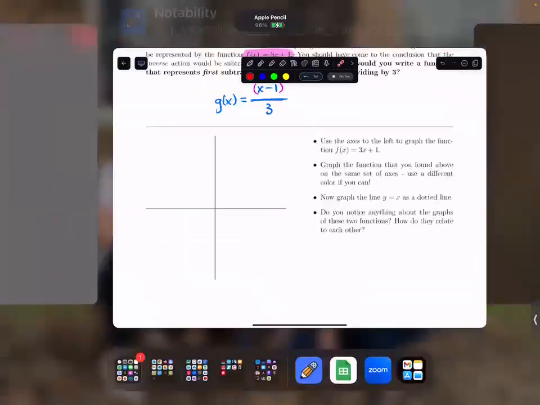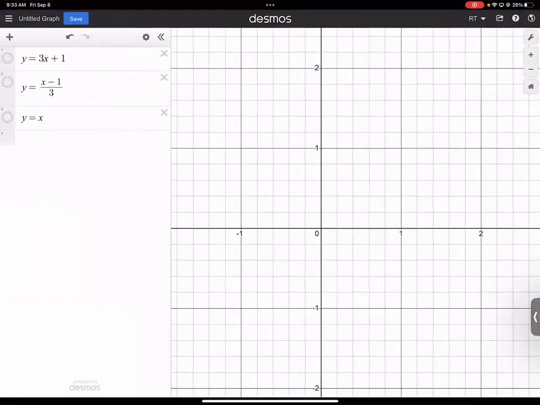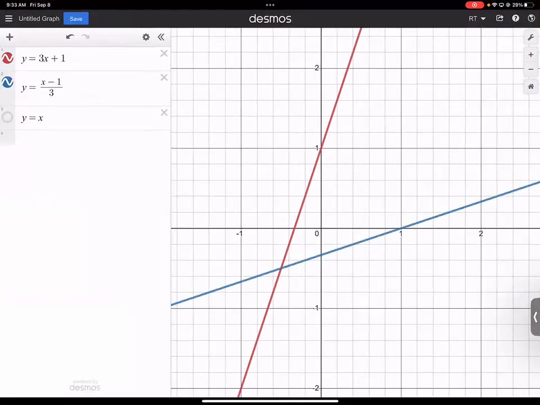These are both straight lines, so you could graph them, but let's just go the quick way. That's y equals 3x plus 1 right there. That's x minus 1 over 3. And then I also asked you to graph the line y equals x, but as a dotted line. Y equals x is just the main 45-degree diagonal, right up the middle. Okay, so there they are.